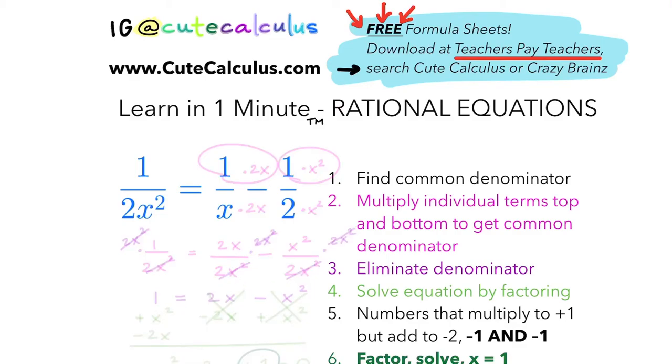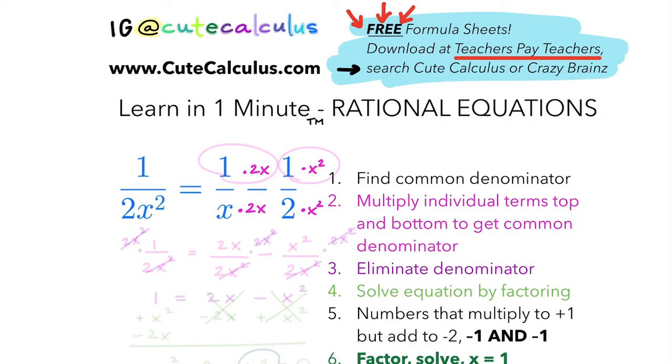When solving rational equations, you want to get a common denominator. So the common denominator for this equation is going to be 2x squared. So first we want to multiply by whatever it takes to get a 2x squared in the denominator. That's going to be a 2x for this term and an x squared for this term.